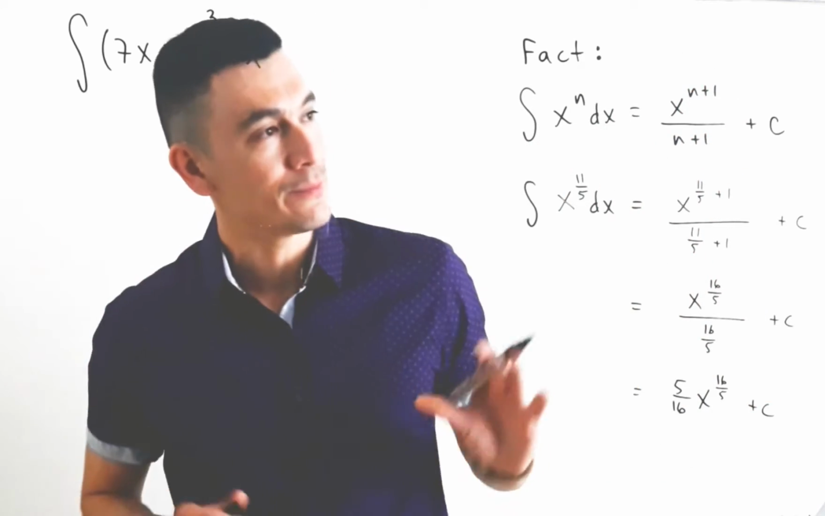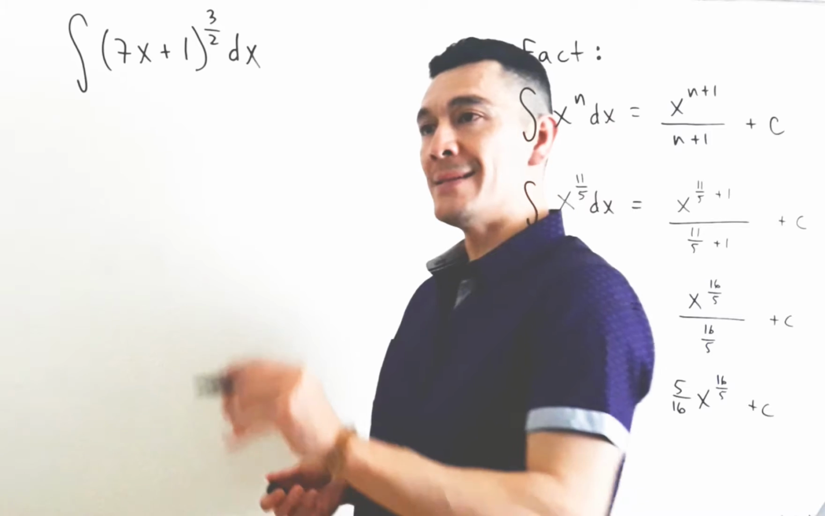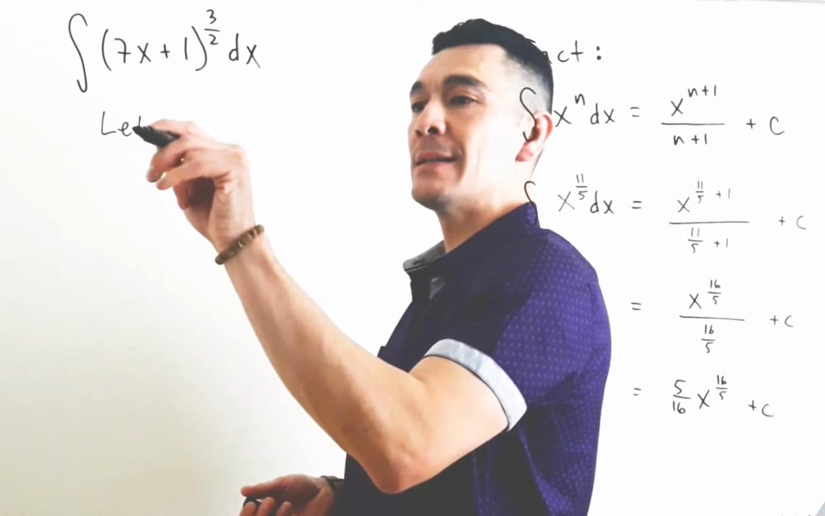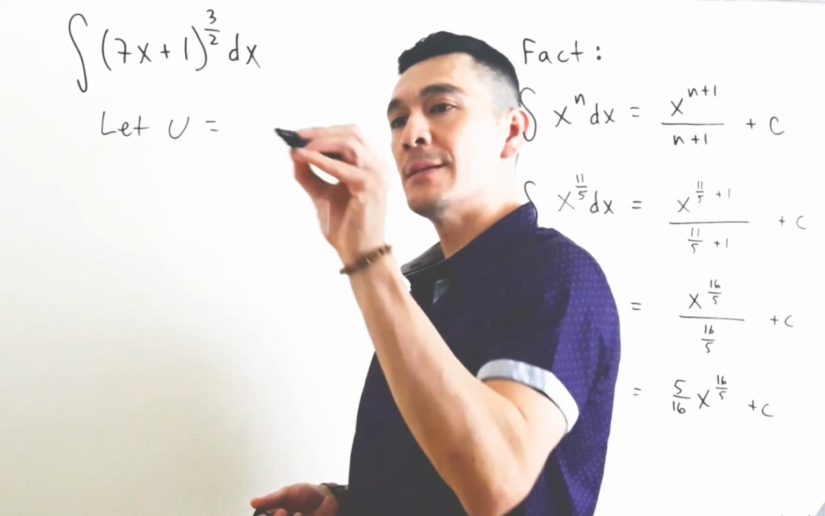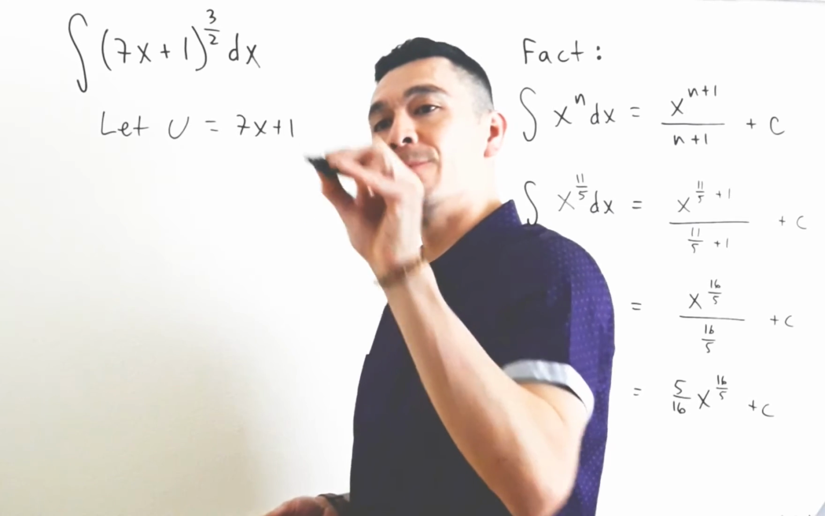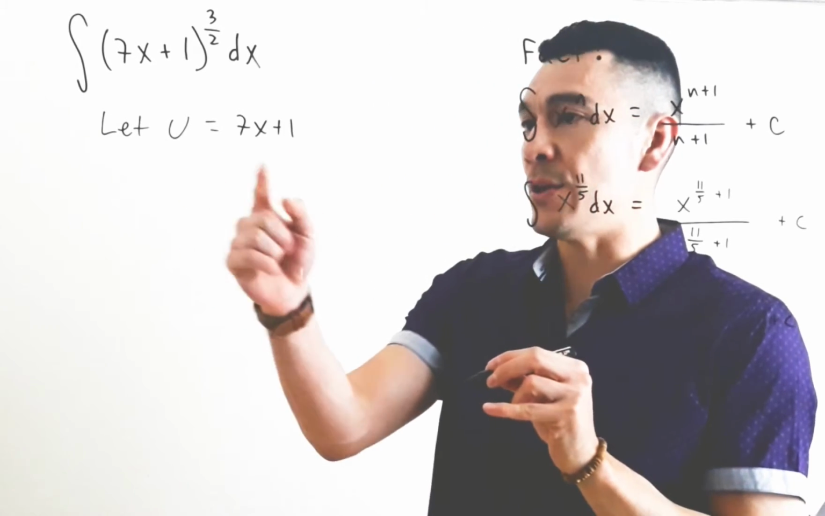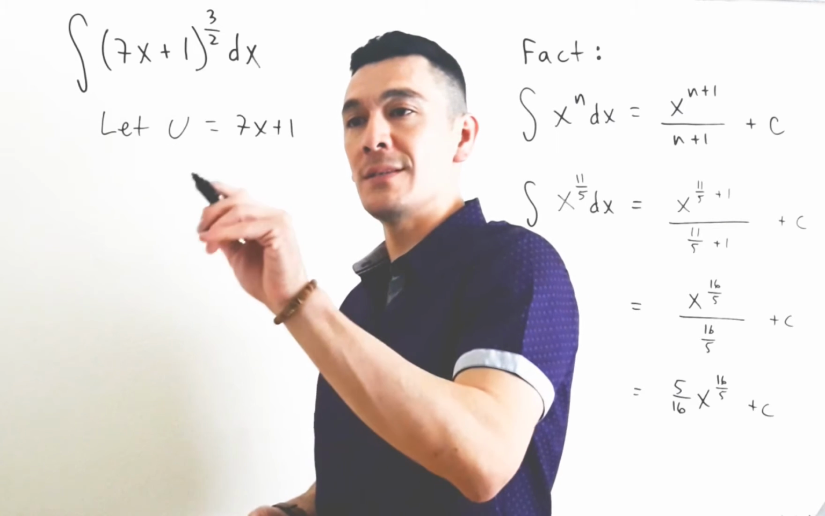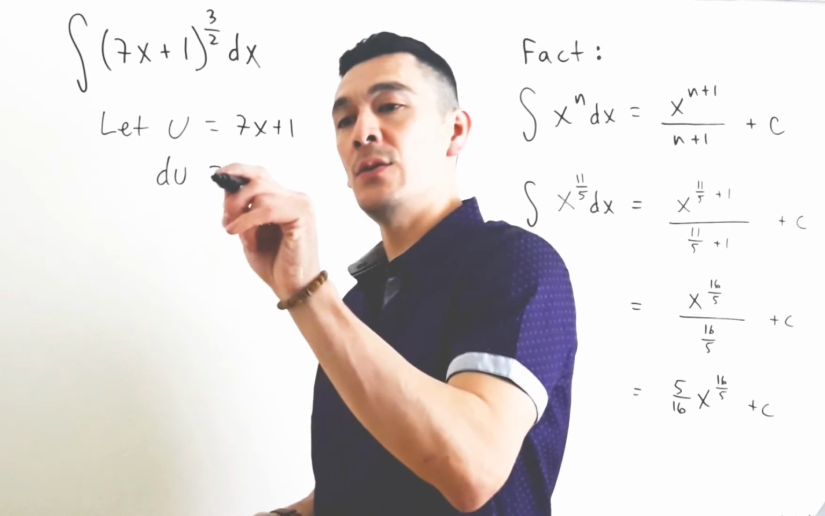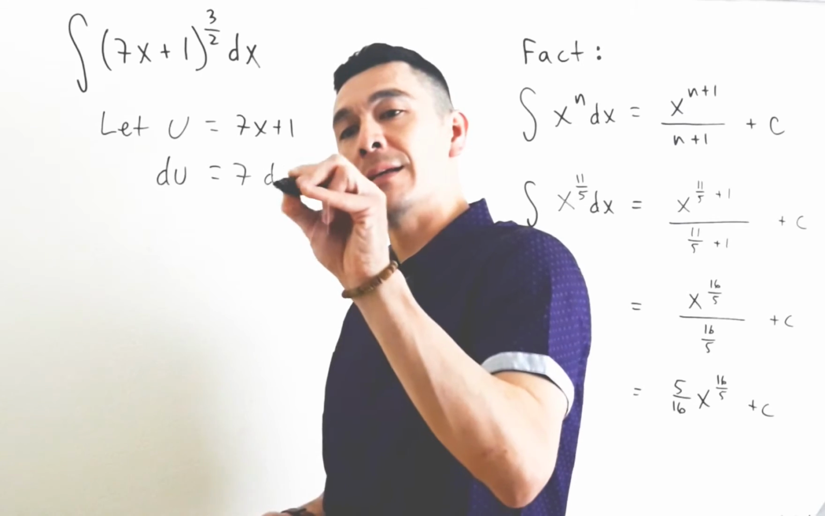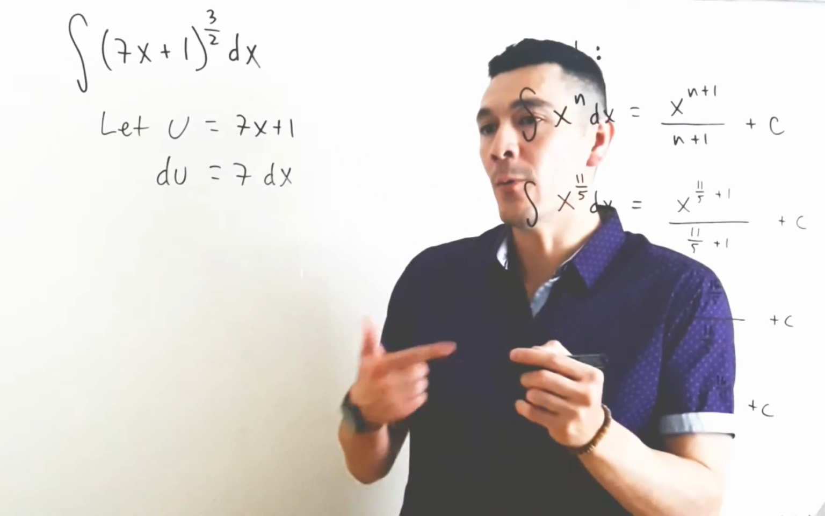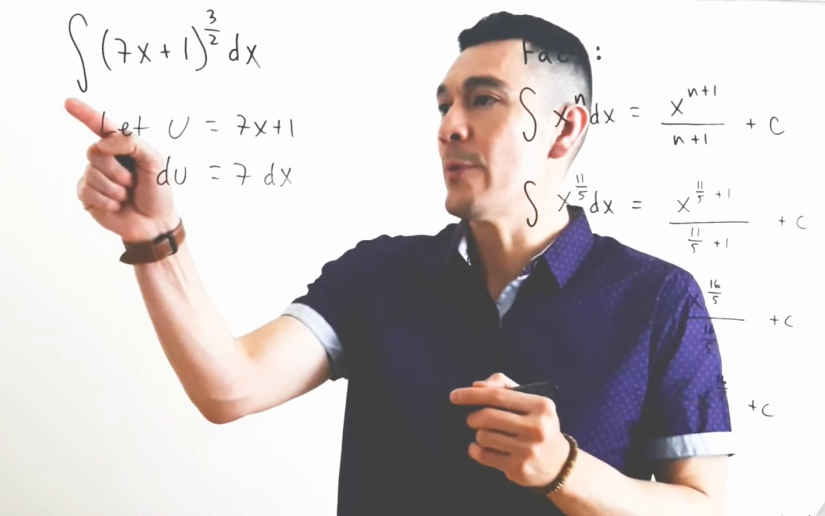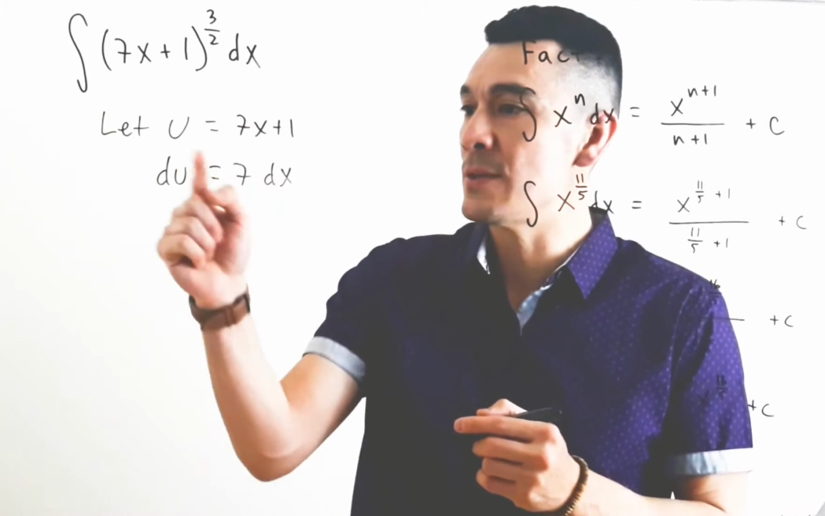this over here. The recommendation is that you let u equal 7x plus 1. As soon as you have declared u, you should go off and find du. So if u is this much, then du would equal just 7 dx. Now what we want to do is rewrite all of this in terms of u's.